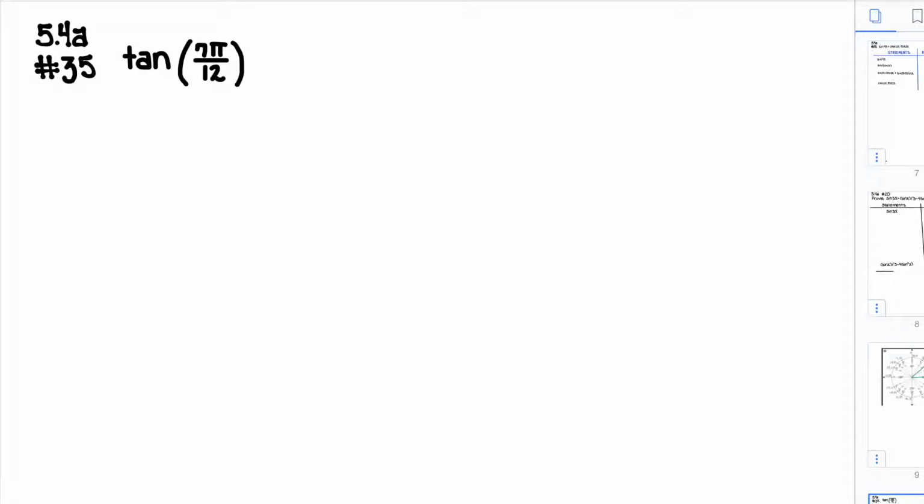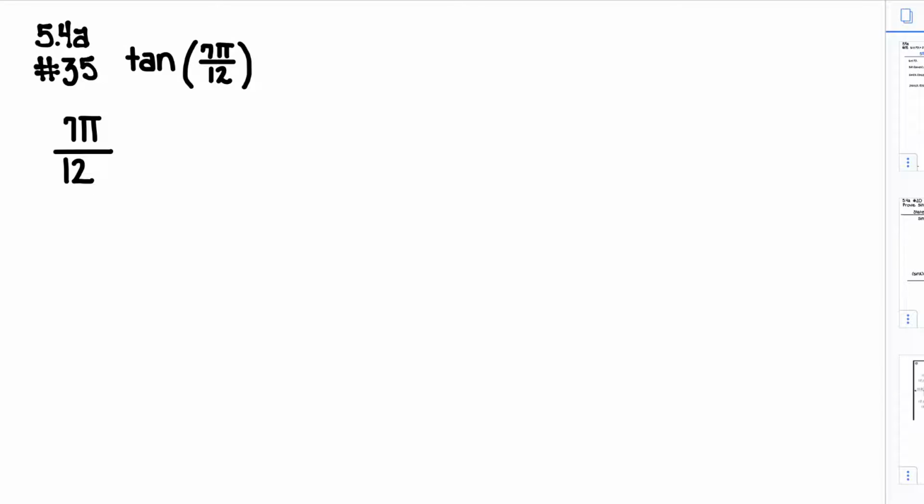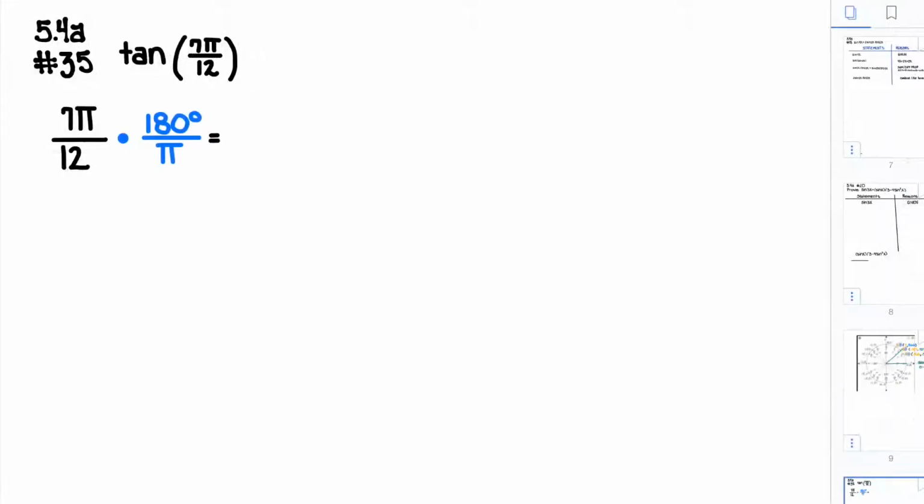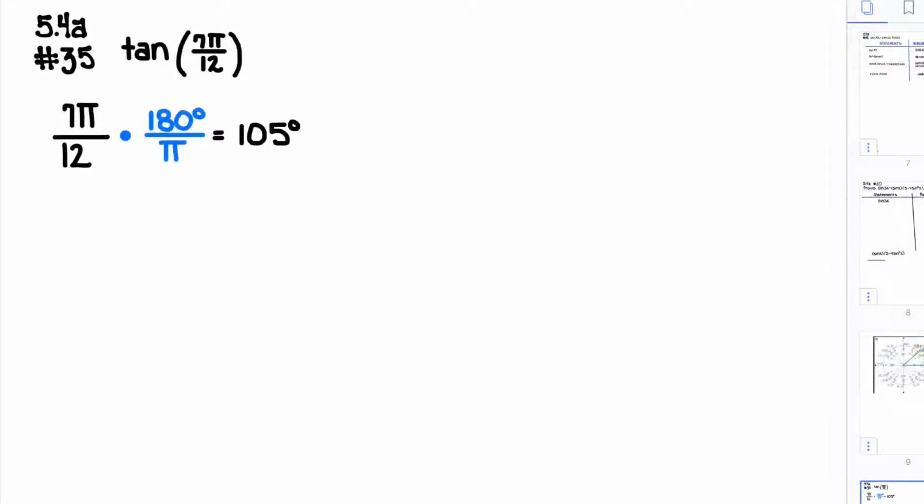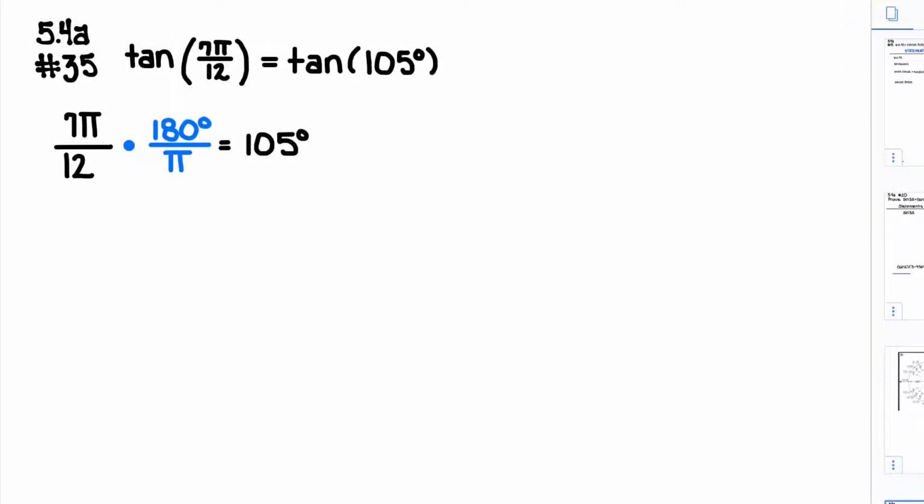We would like to evaluate the tangent of 7 pi over 12 using half-angle formulas. But before we worry about a half-angle formula, let's first convert 7 pi over 12 into degrees. Starting with 7 pi over 12, we will multiply by 180 degrees over pi. The pi's cancel, and 7 multiplied by 180 divided by 12 is 105 degrees. The tangent of 7 pi over 12 is the same thing as the tangent of 105 degrees.